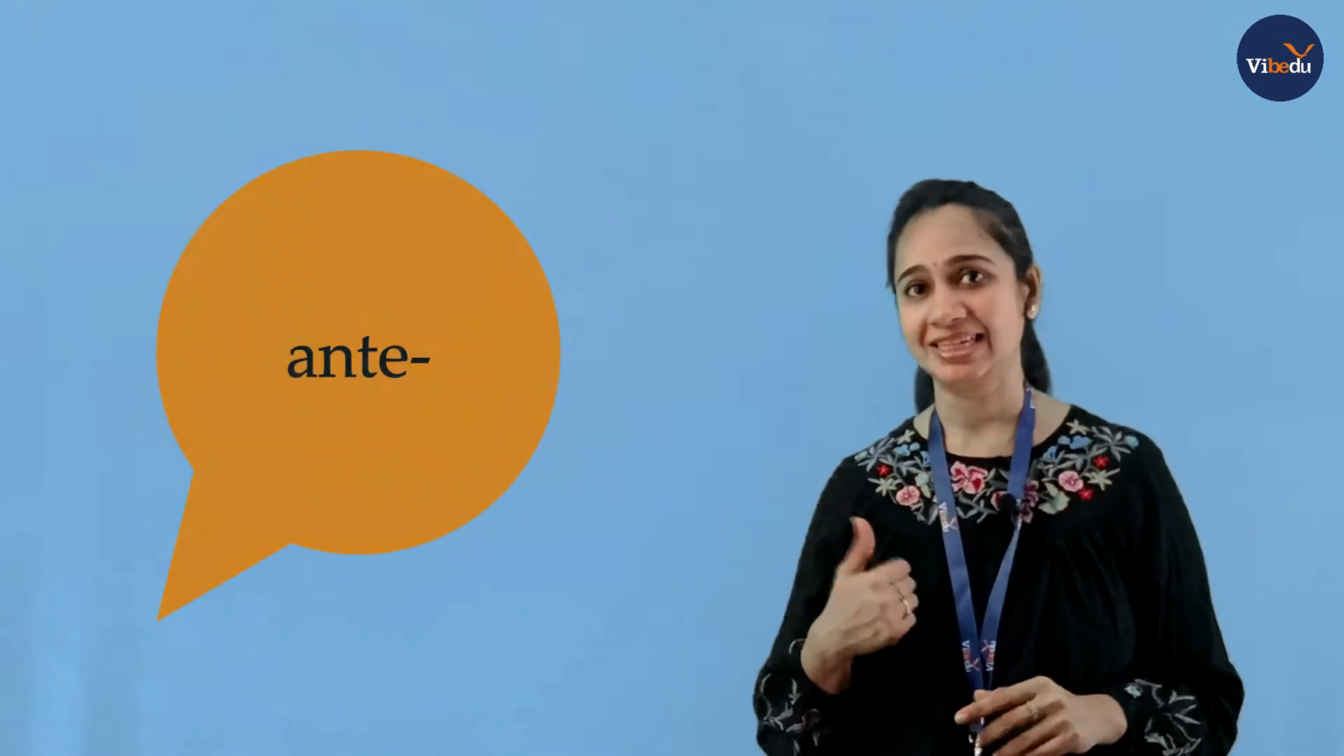First is ambi. Ambi is of both sides. As an example, I can say ambivalent. Next is ante. Ante is before, old. For that, I would like to give the example antediluvian.